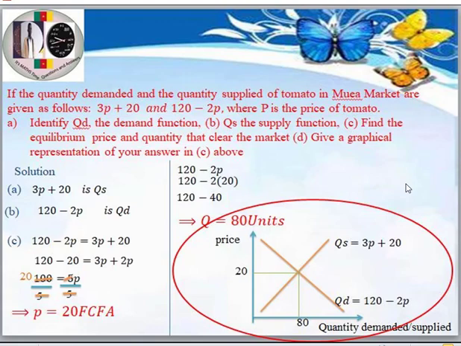Today's question is from the University of Boya ECN203 continuous assessment, and we'll be handling the first question in the continuous assessment that talks about the demand and supply of quantities of tomatoes in Munya market. So guys, stay with me as I walk you through a step-by-step process of identifying the demand function, the supply function, the equilibrium price, and sketching a graph to represent the quantity demanded and quantity supplied at that equilibrium price. So stay with me as I dive into the question proper.